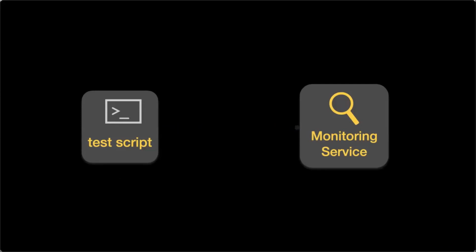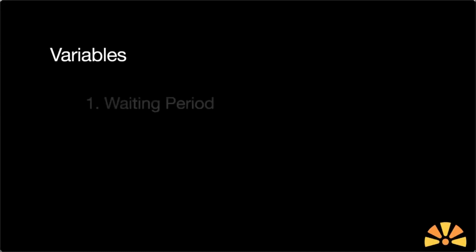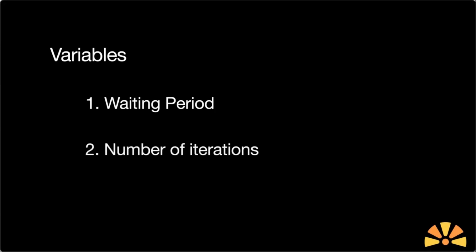For each round of load testing, the script is executed concurrently a set number of times. So there are two variables in our tests: the waiting period, modeling job duration, and the number of iterations, modeling total concurrent jobs.